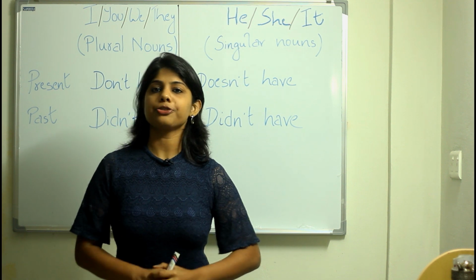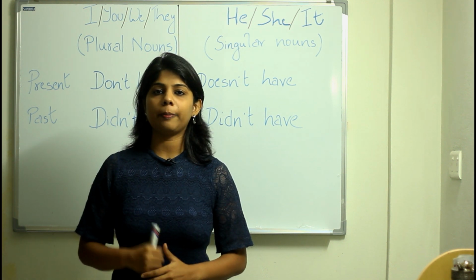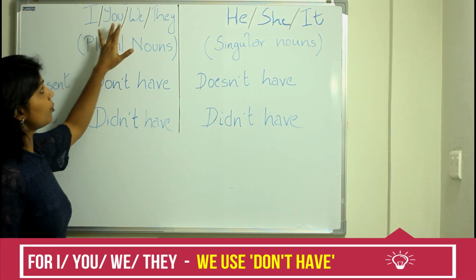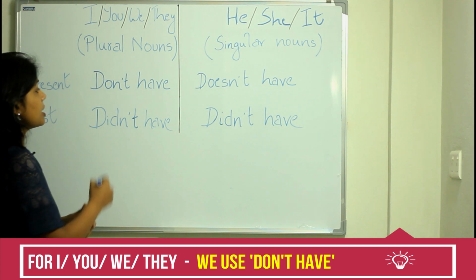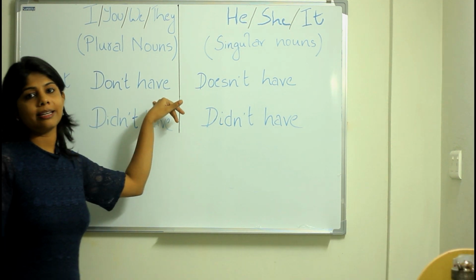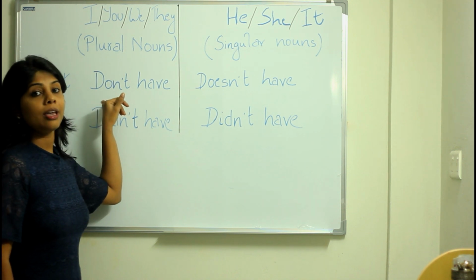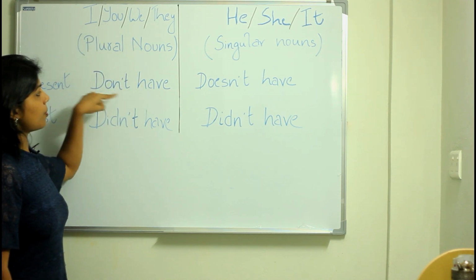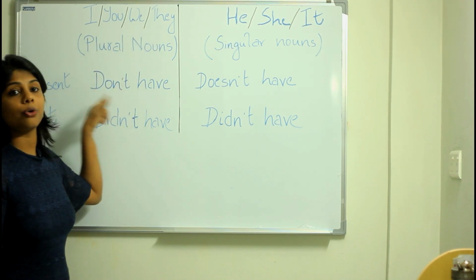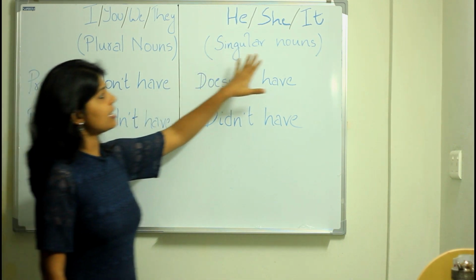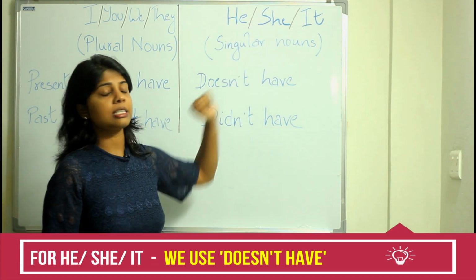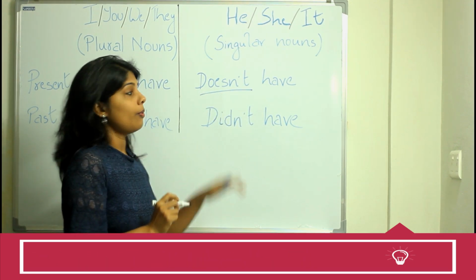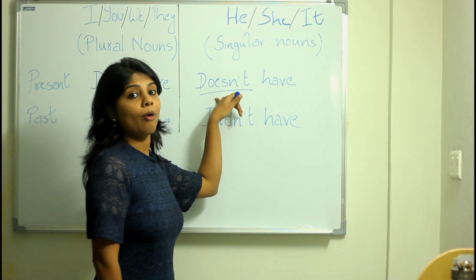Let us now learn how to make negative sentences using the verb have. Now, in the present tense, for subjects I, you, we, they, we use the word don't before the verb have to make it negative. Now, note don't is a short form of the word do not. I don't have, you don't have, we don't have, they don't have. Now, for singular nouns, he, she or it, we use the word doesn't have. Again, the word doesn't is a short form of does not.